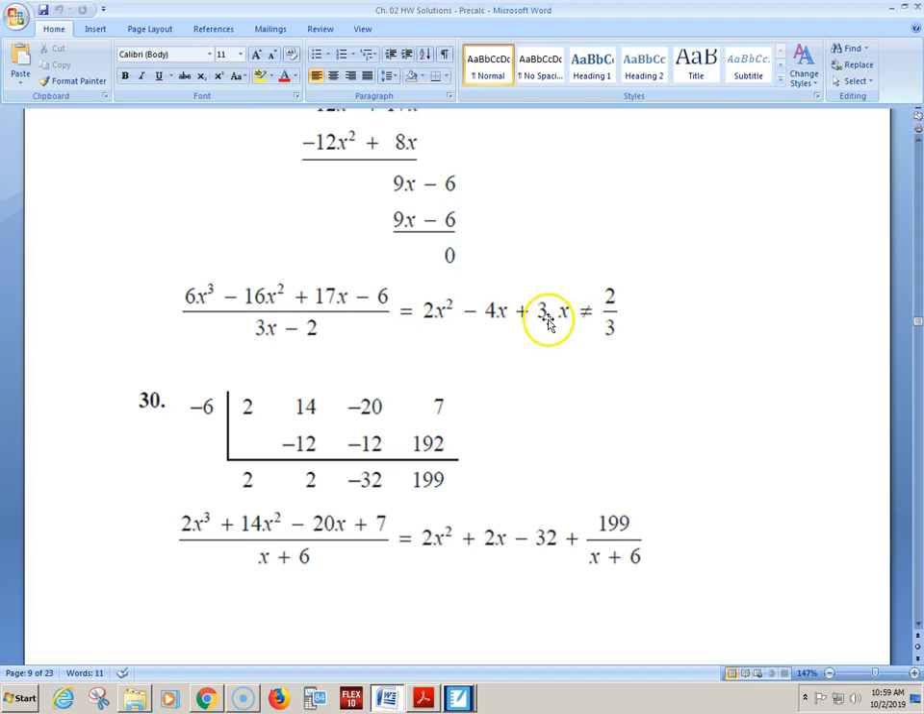2x squared minus 4x plus 3. And then x can't equal 2/3 is just saying what denominator is illegal.